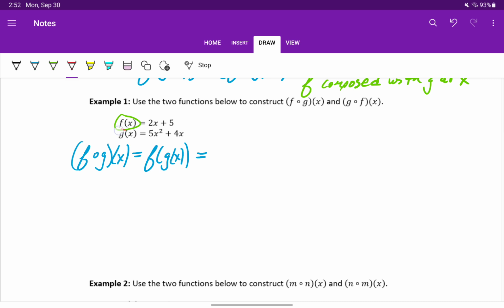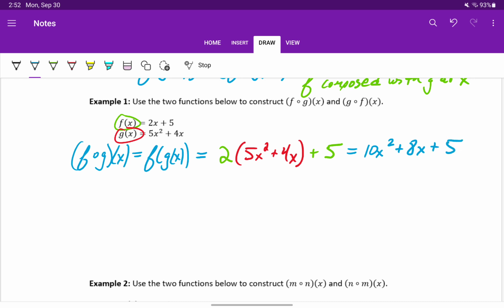So if we let f of x be in green and g of x be in red, that means f of g of x will be 2 times the quantity 5x squared plus 4x, meaning what we've done is substituted in the function g of x for that x that occurs in f of x, plus 5. Then we'll just distribute through or perform whatever operations we have to simplify this expression. This will be 10x squared plus 8x plus 5.